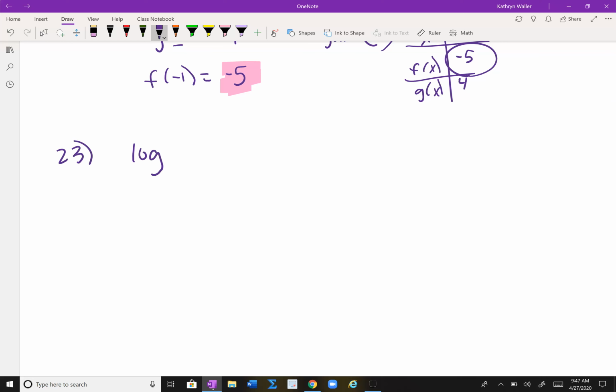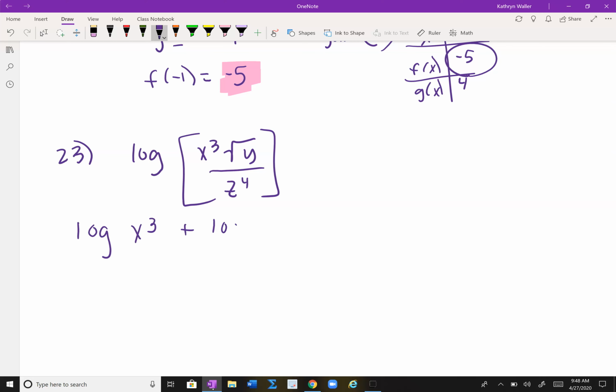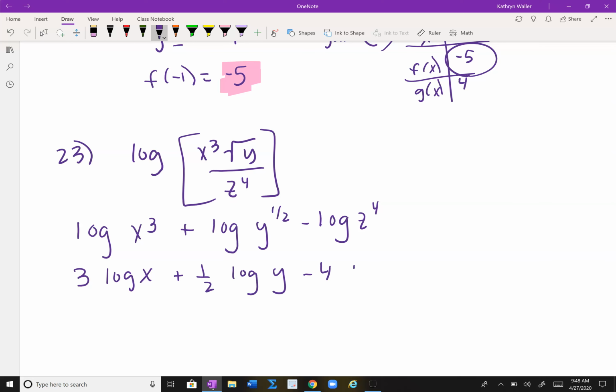23. Expand this. So we kind of already did that on the other problem. So I'm going to write log three times: one for the x, one for the y, and one for the z. So it's going to be the log of x to the third plus the log of the square root of y, but the square root of y is y to the 1/2. The z's on the bottom, so minus log of z to the 4th. Pull the exponents down, so it's 3 log x plus 1/2 log y minus 4 log z, and you're done.